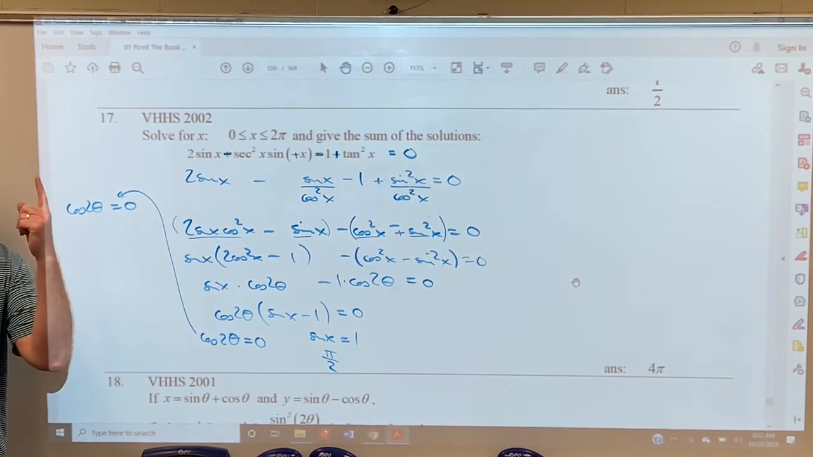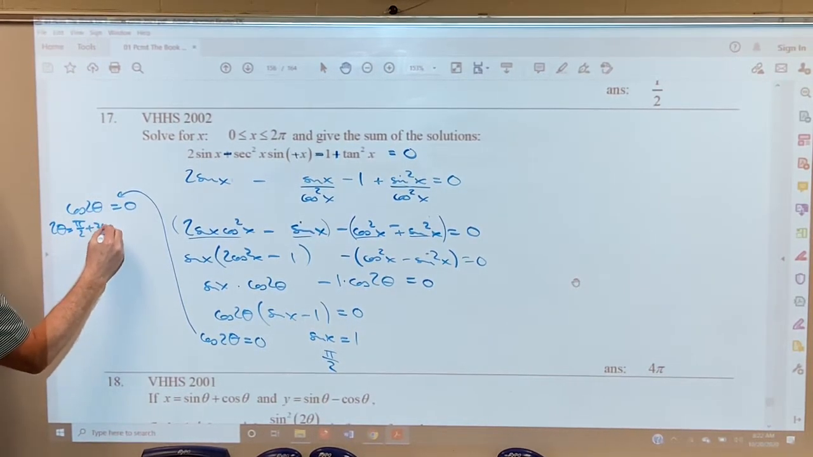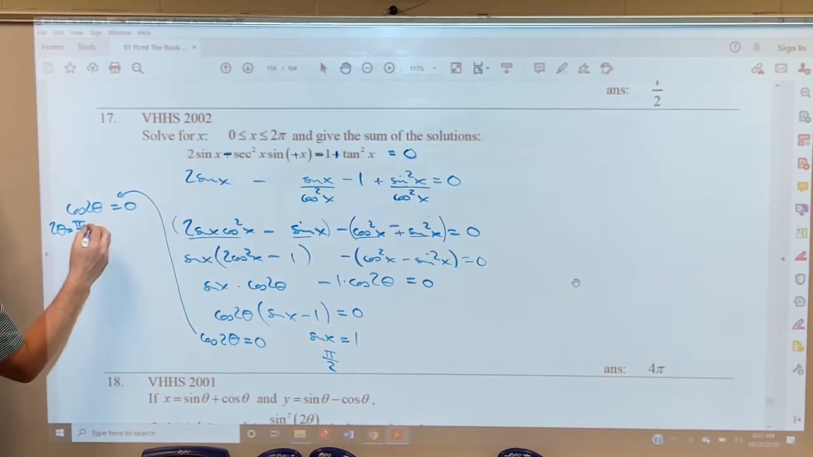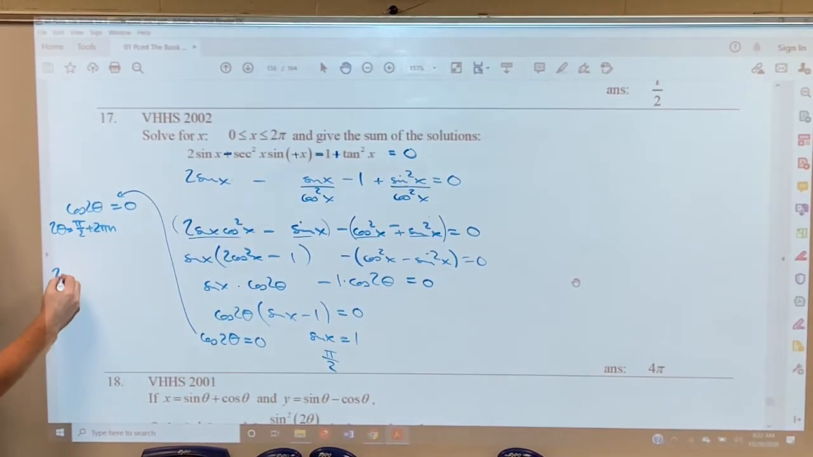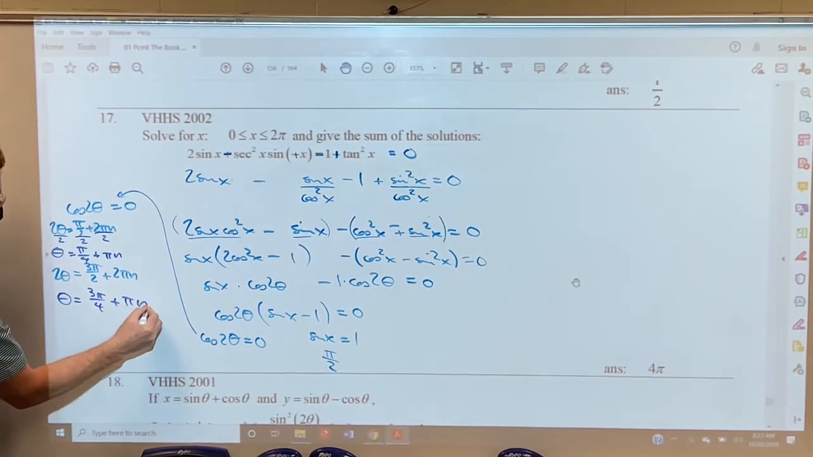Where? Pi over 2 and 3 pi over 2. So 2 theta is pi over 2 plus 2 pi n, and it's also 3 pi over 2 plus 2 pi n. But then I have to divide by that 2, and what does that leave me? Good, pi over 4, not pi, right? Pi over 4 plus pi n and 3 pi over 4 plus pi n.